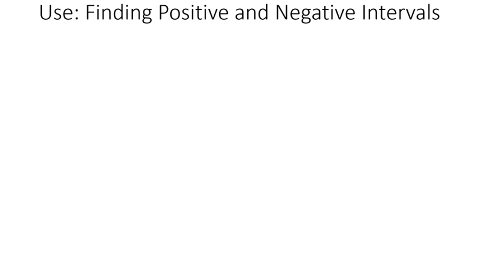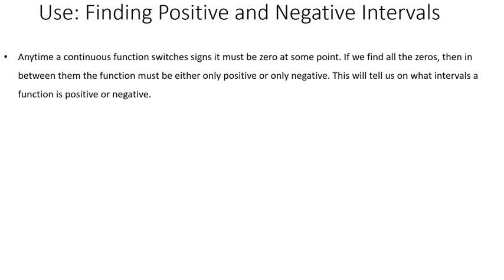Let's use the intermediate value theorem to find the positive and negative intervals of our function. We just learned that anytime a continuous function switches from positive to negative, it must be 0 at some point. So if we find all of those zeros, then in between any two of them, our function must be either only positive or only negative. So by finding all of these zeros and testing points around them, we can figure out on what intervals my function is positive or negative.